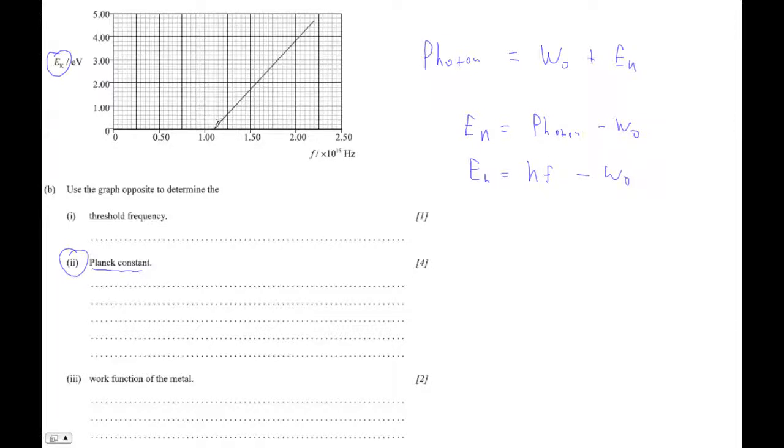So what we're saying here is it's got a negative y-intercept, okay? And that's what this work function is. f is like x, right? This is like y equals mx plus b, right? So b is negative the work function, right? x is like f. These guys are the same, right? Okay, and then the slope of this line is Planck's constant, okay?